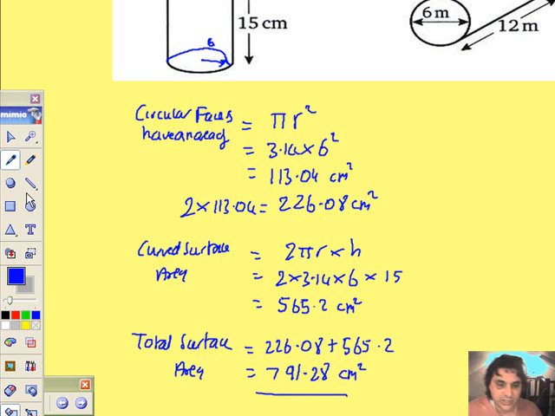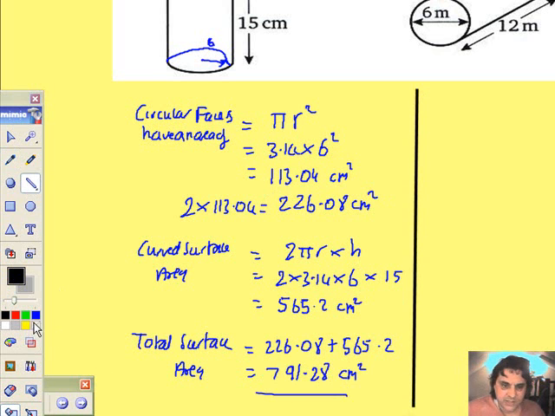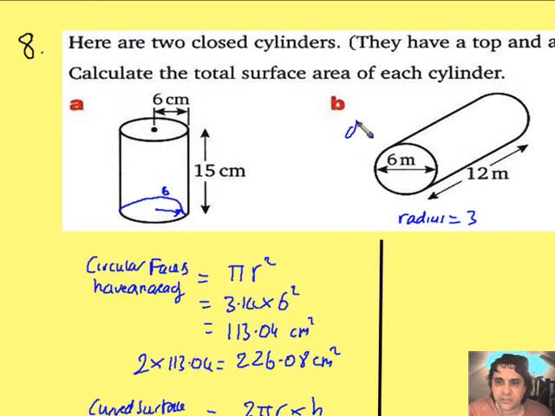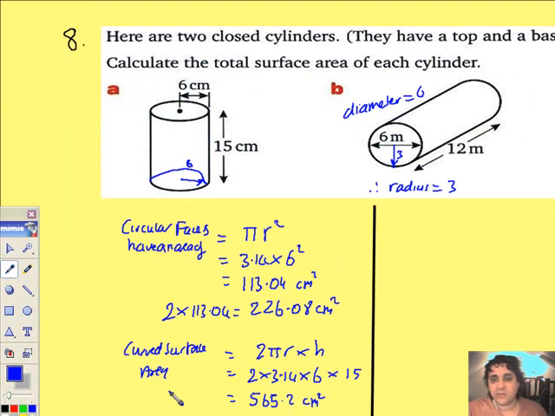Now the calculation is identical for part B, and let's do that as well. But please be careful, the radius is not 6, the radius is 3. We've been given a diameter there, so let me just remind you of the word diameter. Diameter is 6, therefore the radius must be 3, because it's half of the diameter. There you go, 3 there. So, same procedure with this one. I won't use the words again, just jump straight in.